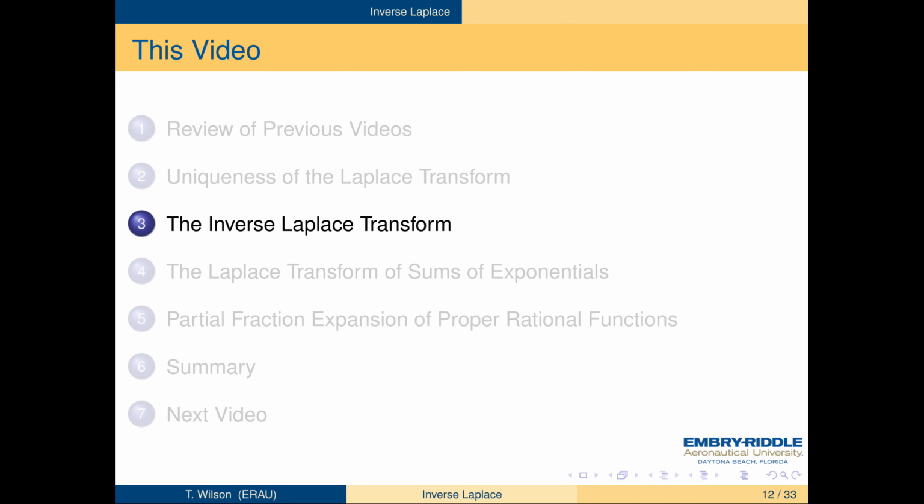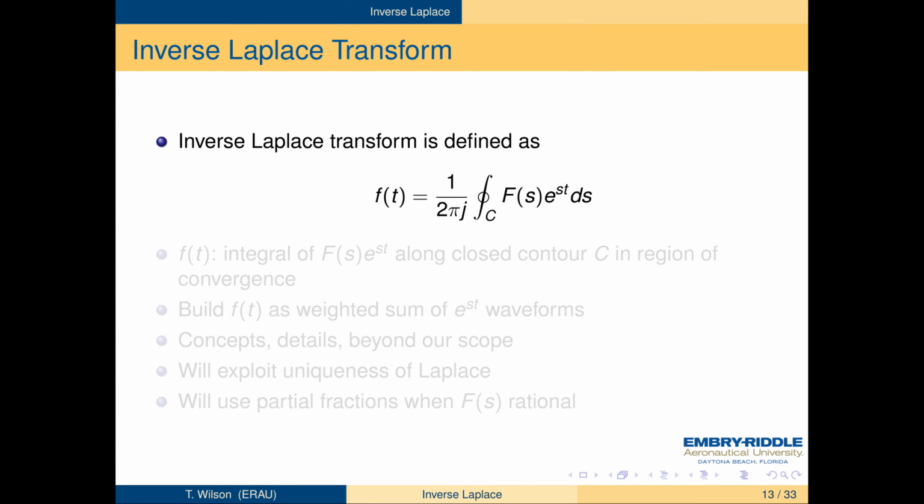Inverse Laplace transform. Ignoring isolated points, how do we go about finding the waveform for a given Laplace transform? Formally, we can use the definition of the inverse Laplace transform, which says that f of t is 1 over 2 pi j times the integral of the Laplace transform times e to the plus st along a closed contour C in the region of convergence of cap F of s.